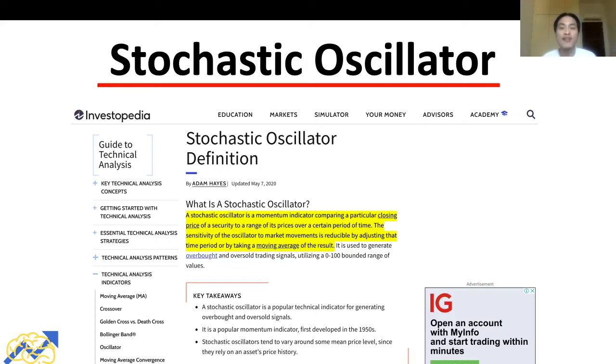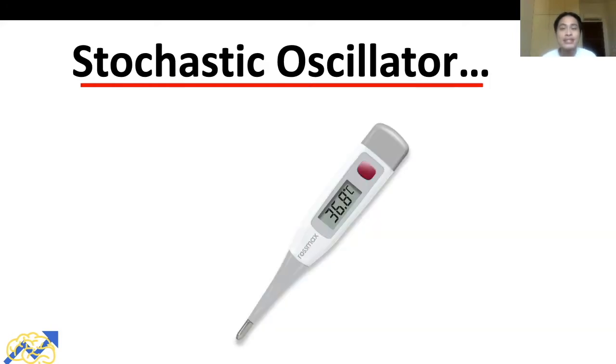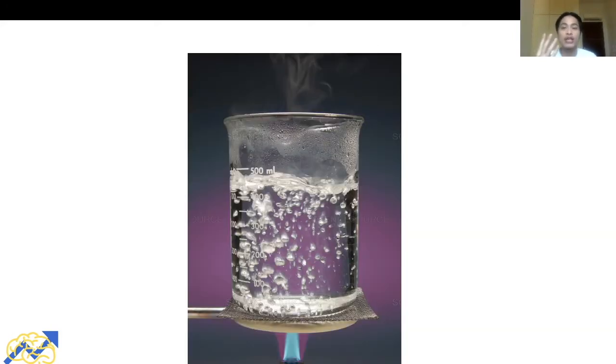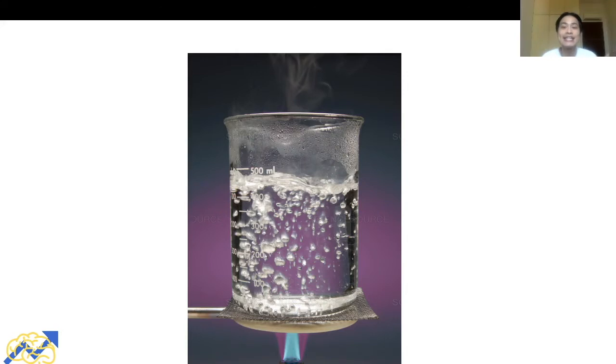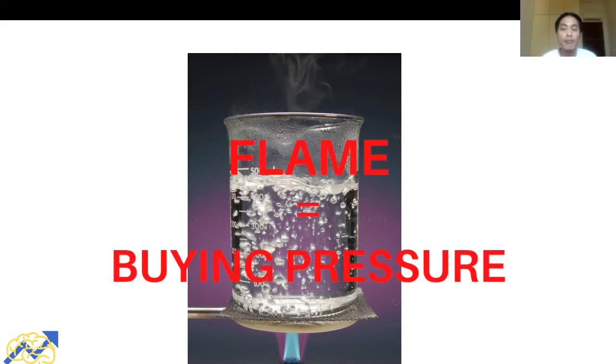With all those definitions and technical jargon, you might be a bit confused right now. So let me try to simplify what a stochastic oscillator is for you. Think of a stochastic oscillator as a thermometer. There are 4 things to take note of. The first thing is to think of the water as the stock price. The second thing is to think of the flame as the buying pressure for the stock, right? Or the demand for the stock.